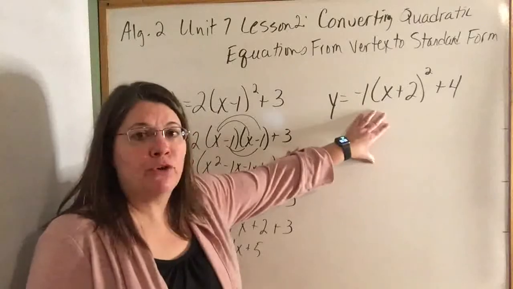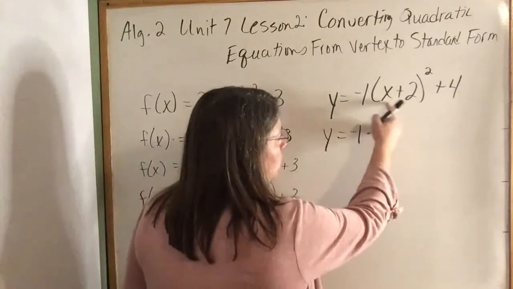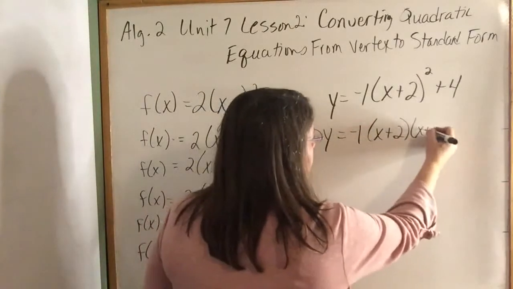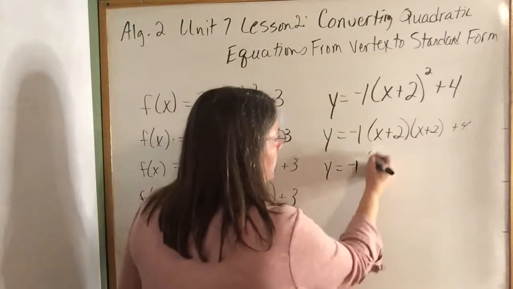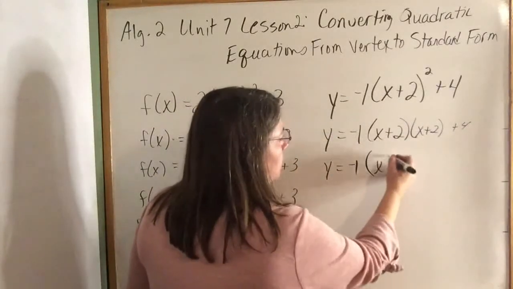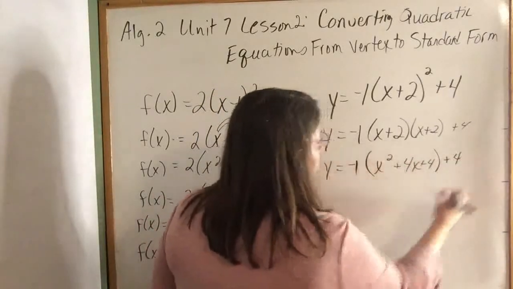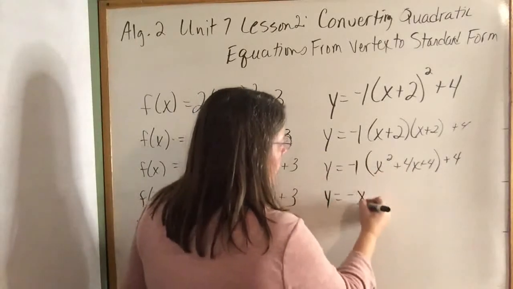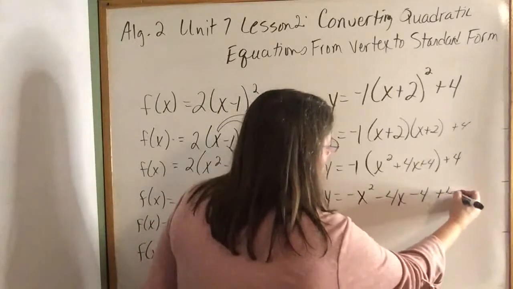For this one, if we're converting it to standard form, the first thing I'm going to do is FOIL this. Well, if I FOIL that, I have (x plus 2) times (x plus 2). I have a negative 1. This FOILed will be x squared plus 4x plus 4. Still have the plus 4 on the outside. I'm going to distribute the negative 1. Y equals negative x squared minus 4x minus 4 plus 4.